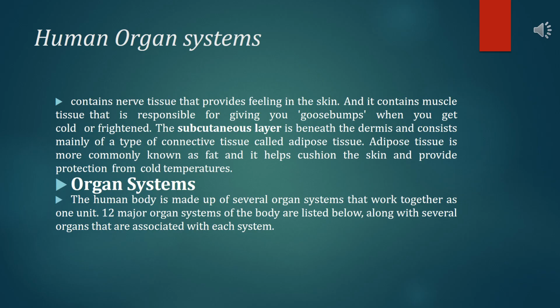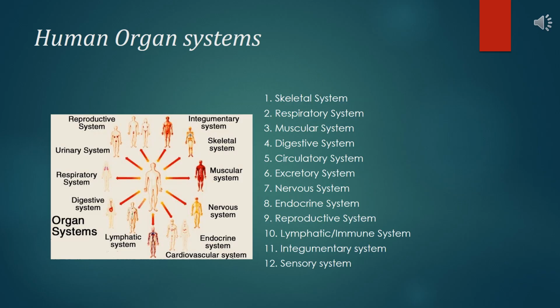Organ systems. The human body is made up of several organ systems that work together as one unit. 12 major organ systems of the body are listed below, along with several organs that are associated with each system. 1. Skeletal system 2. Respiratory system 3. Muscular system 4. Digestive system 5. Circulatory system 6. Excretory system 7. Nervous system 8. Endocrine system 9. Reproductive system 10. Lymphatic immune system 11. Integumentary system 12. Sensory system.